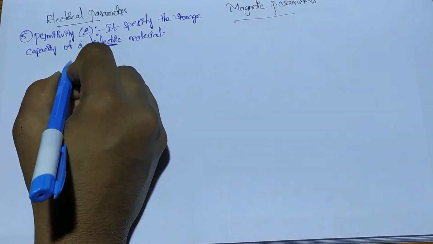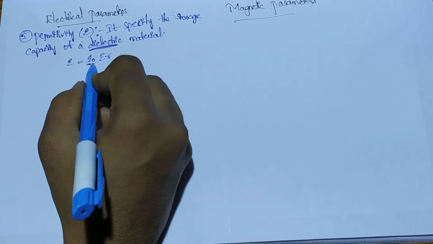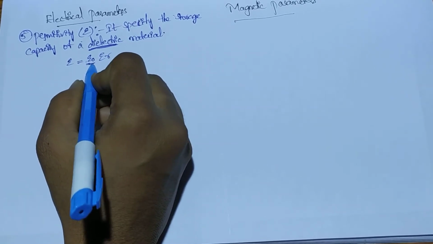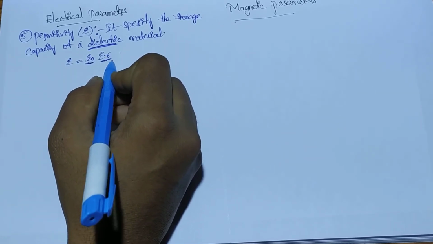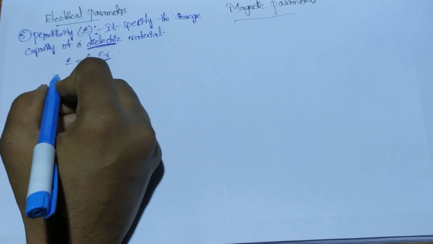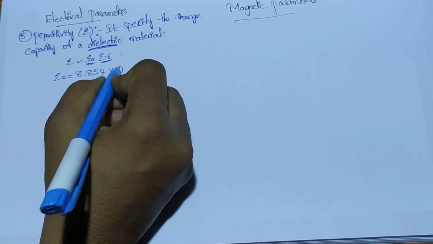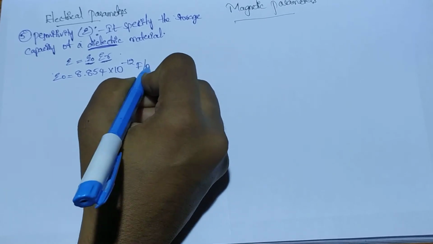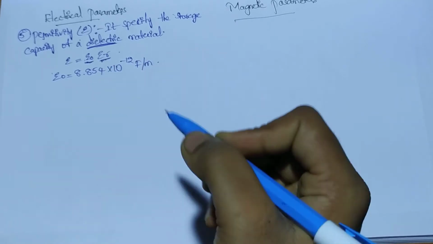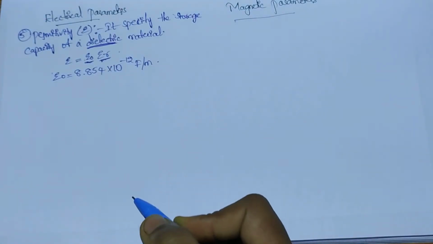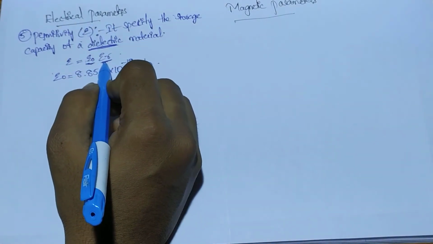Here we have the formula epsilon equal to epsilon naught into epsilon r. Epsilon naught is the absolute permittivity, and epsilon r is the relative permittivity. Epsilon naught equals 8.854 into 10 to the power of minus 12 farad per meter. The relative permittivity depends on the material; for example, for air it is one.